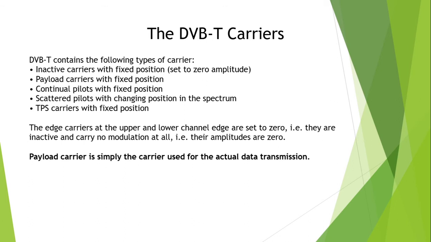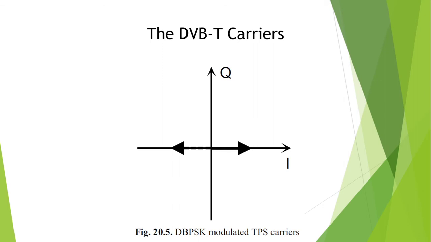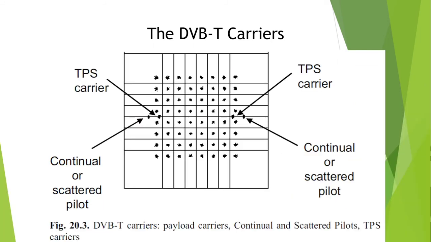The continual pilots are located on the real axis, that is the I, in-phase axis, either at 0 degrees or at 180 degrees, and have a defined amplitude. The continual pilots are boosted by 3 dB compared with the average signal power, and they are used in the receiver as phase reference and for automatic frequency control, that is, for locking the received frequency to the transmit frequency.